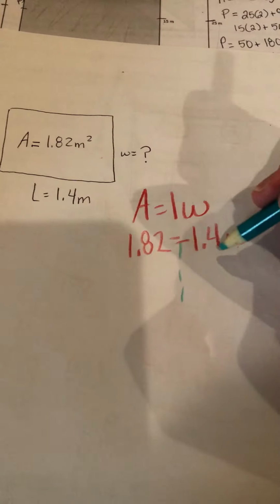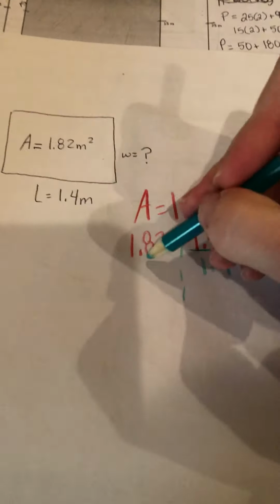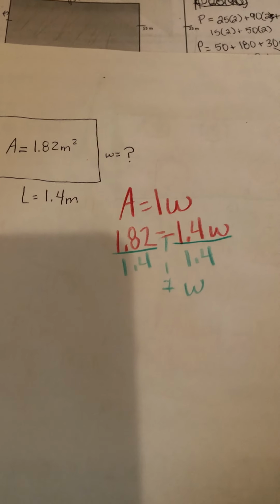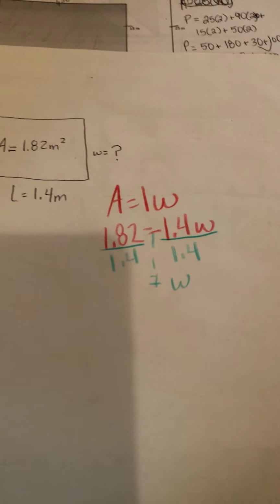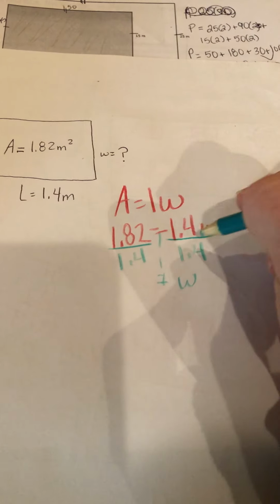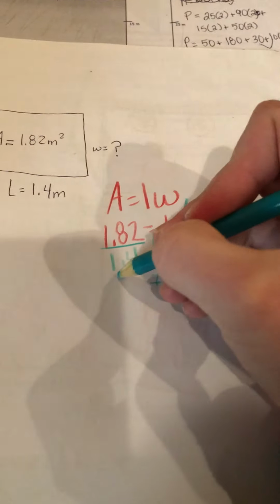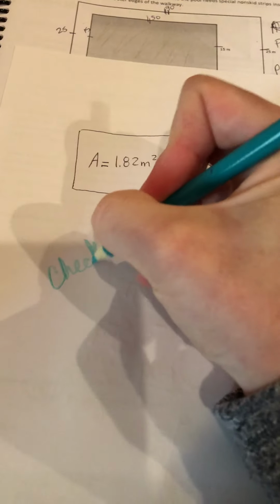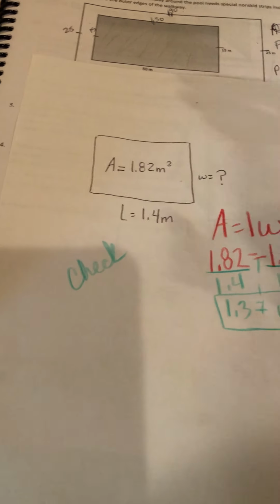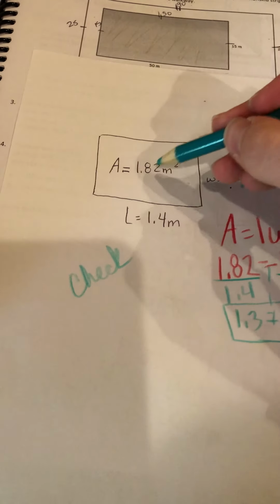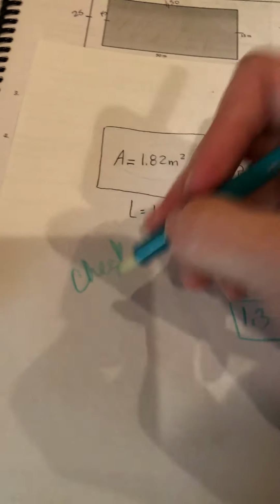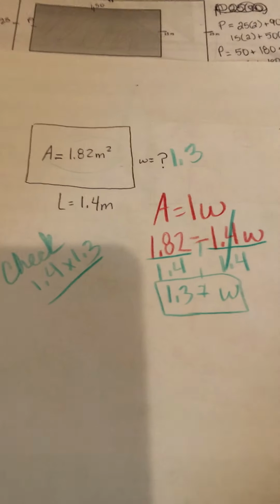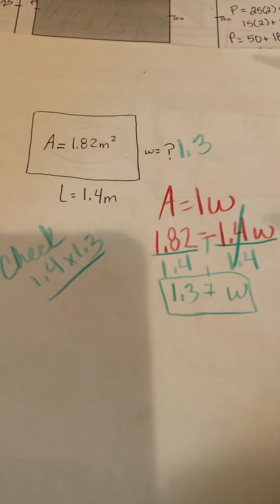This is attached by multiplication, so I'm going to divide by 1.4 on both sides, and this is where your calculator comes in handy. And it is, this cancels out to be 1.3. And I could check it by multiplying the 1.3 and the 1.4. And it should give me this 1.82. That would be 1.4 times 1.3. And it checks out. Okay, good luck.